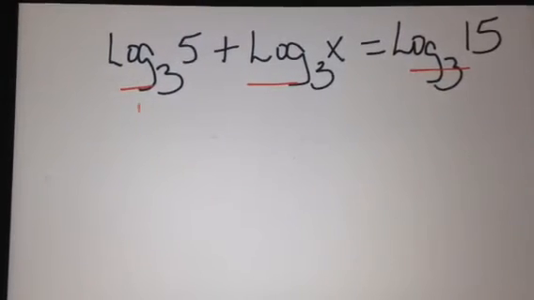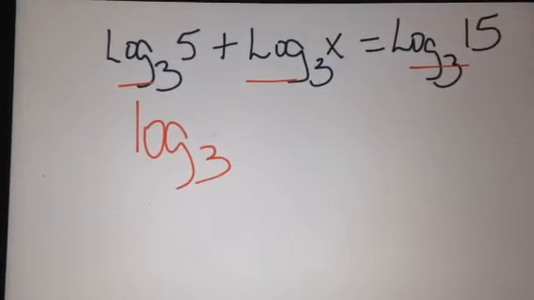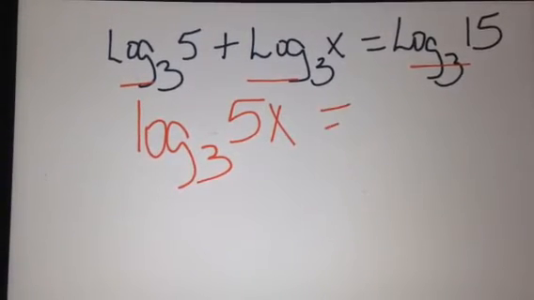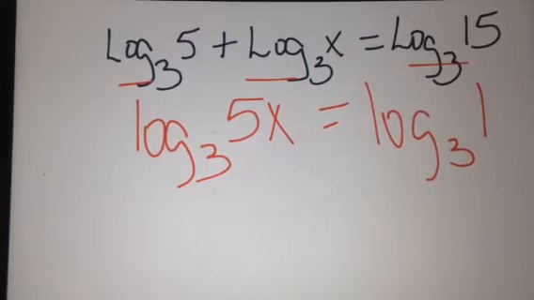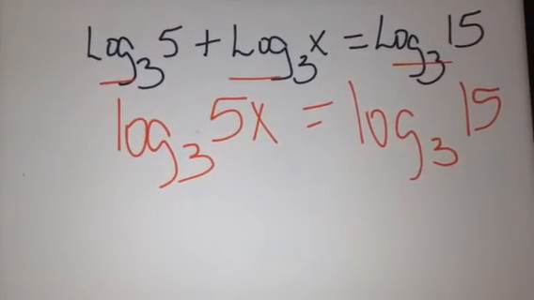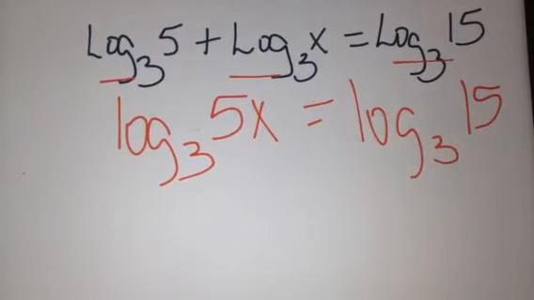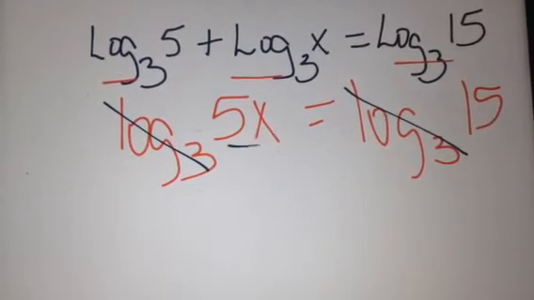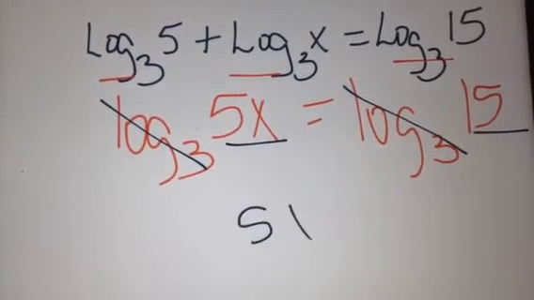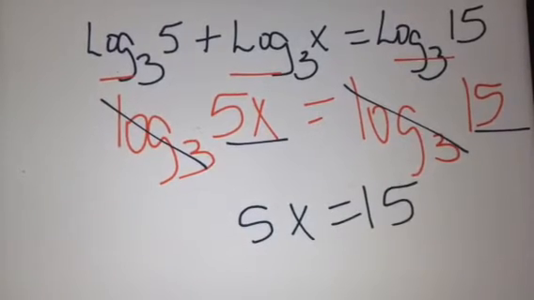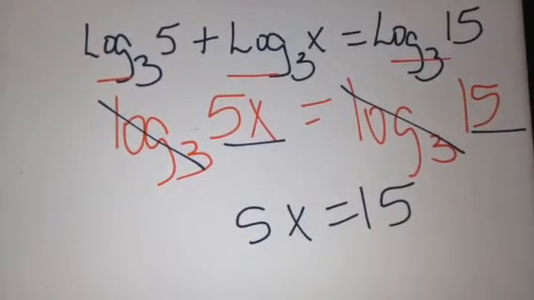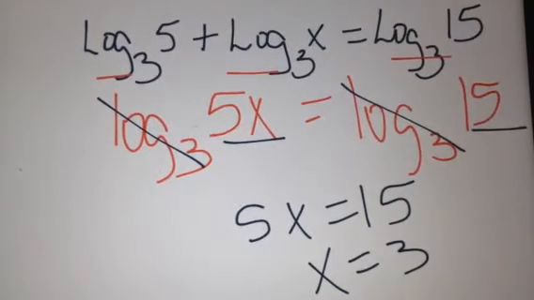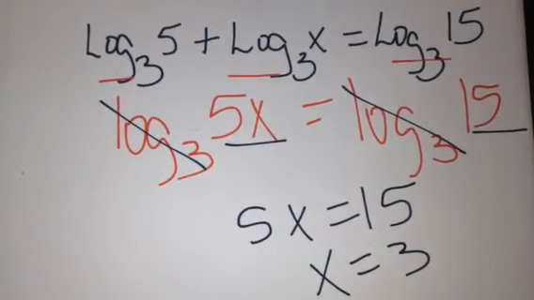The left side is going to become log base 3 of 5x, because addition becomes multiplication, equals log base 3 of 15. When you have a log on both sides, the log cancels itself out, and you're left with what was after it. So 5x is equal to 15. This is a normal equation. You just solve, divide by 5, x is equal to 3. That's what you do when there's a log on both sides.